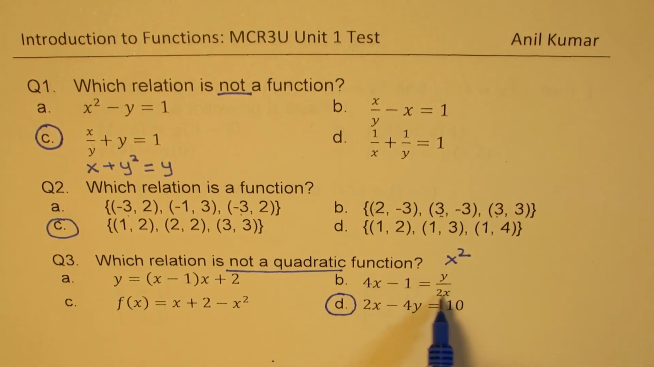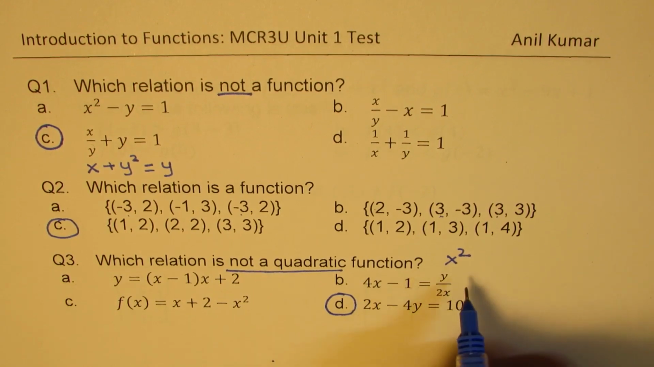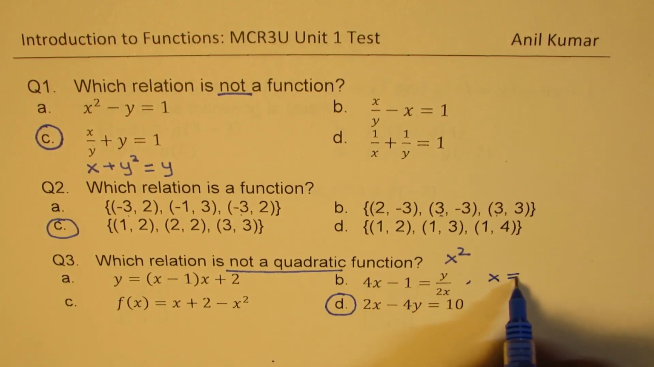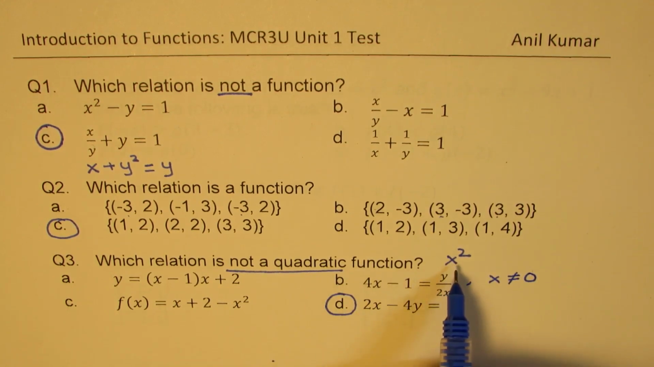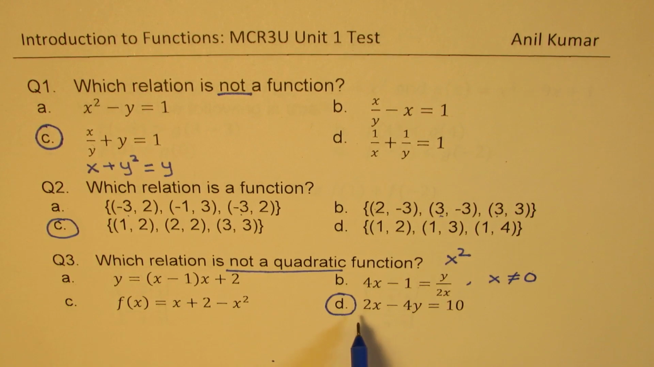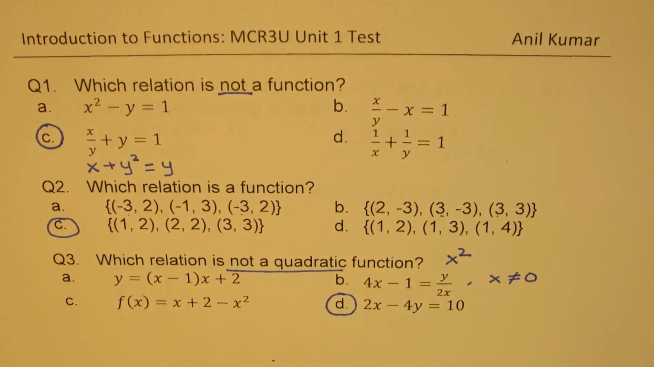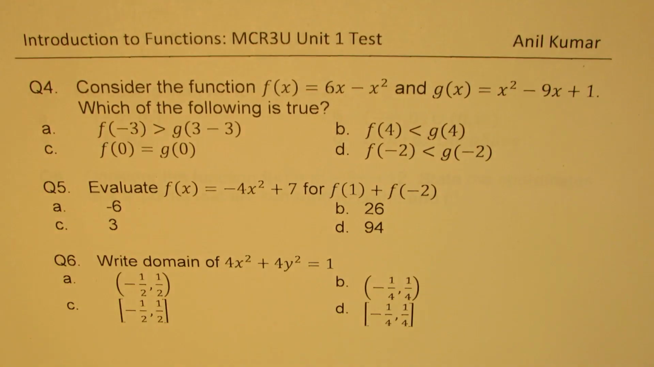Okay, now here you could multiply by x getting x squared. We do have a restriction that in this case, x is not equal to 0. Normally, quadratic functions have a continuous domain. So there is some restriction. However, this is more or less a quadratic function. However, this is a straight line which is not at all a quadratic function. So we'll take option D as the right option.